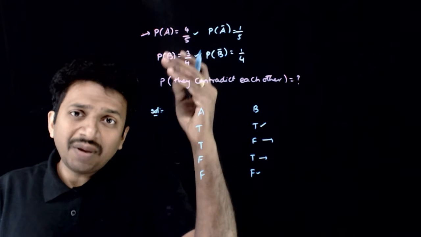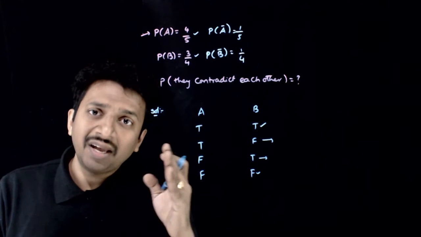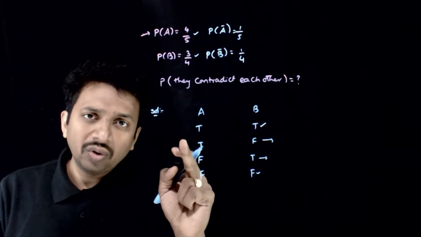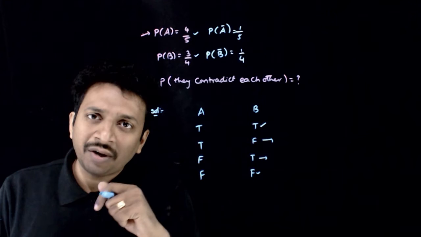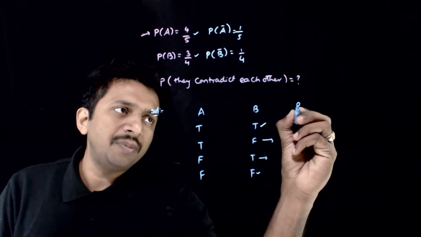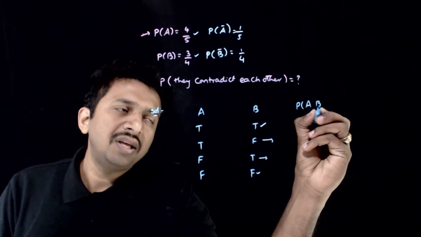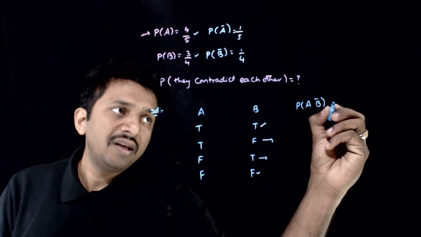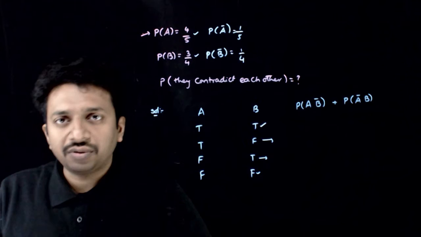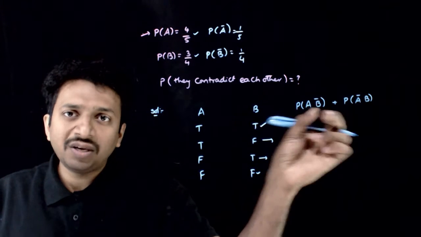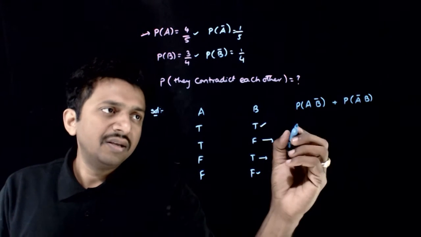And now A and B are independent of each other. They are being interrogated independently. So, the probabilities can be multiplied. What is the probability that A speaks truth and B does not speak truth, or the probability that A does not speak truth and B speaks truth? These are the probabilities where they contradict each other.